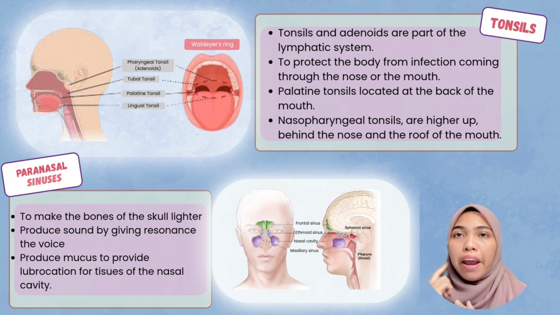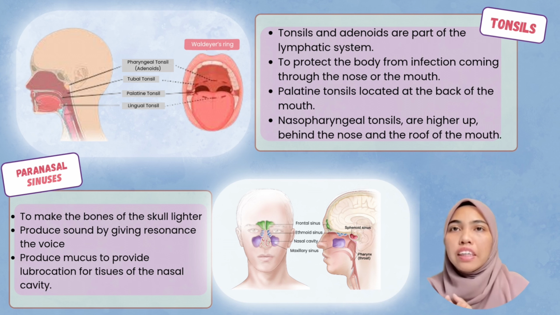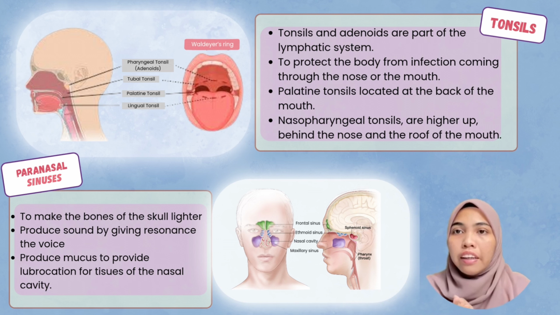Paranasal sinuses are air-filled cavities lined with mucous membrane. They are located in the bones of the skull. Paranasal sinuses produce sound by giving resonance to the voice. They can also produce mucus to provide lubrication for the tissues of the nasal cavity.